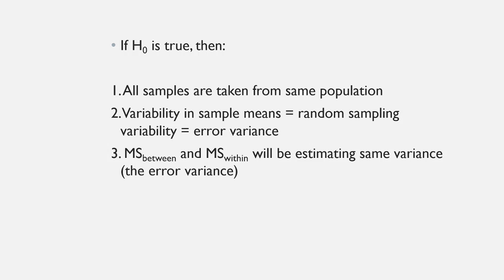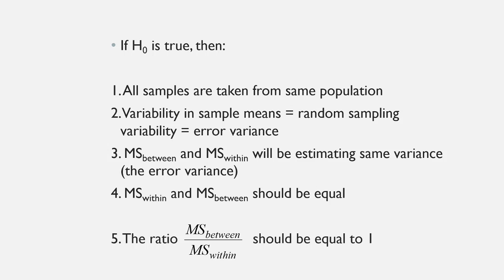Okay, but if this were to be the case, that the amount of error variance is all due to random sampling and variability within the groups, your mean square between and your mean square within will be estimating the same amount of variance. They're both just due to error variance. So if the null hypothesis is true, you're going to expect your mean square within term and your mean square between term to be roughly equal. The ratio, therefore, of mean square between to mean square within will be equal to 1, right?